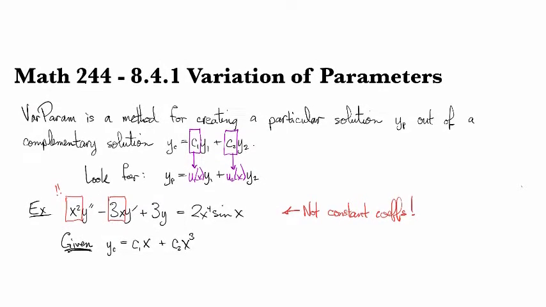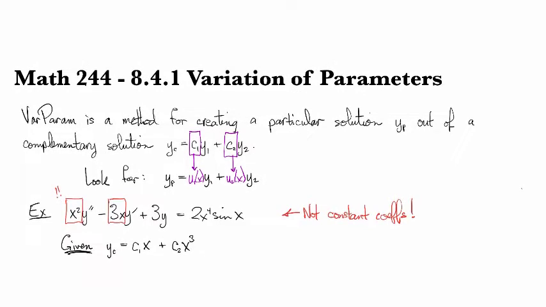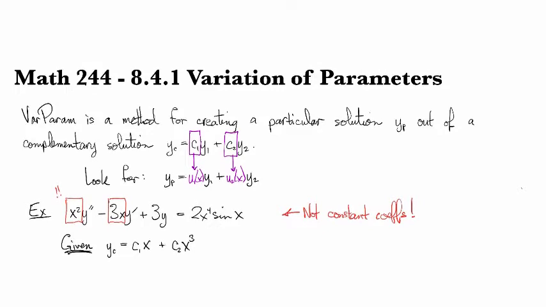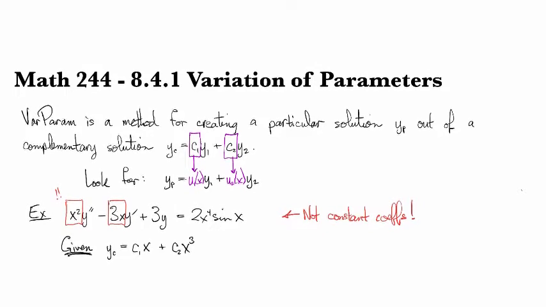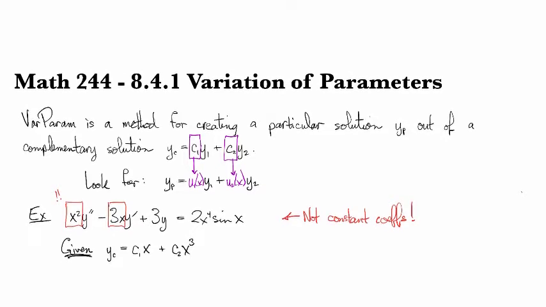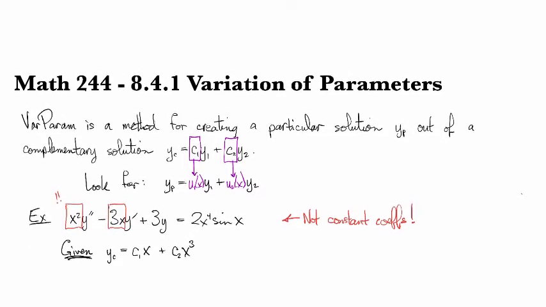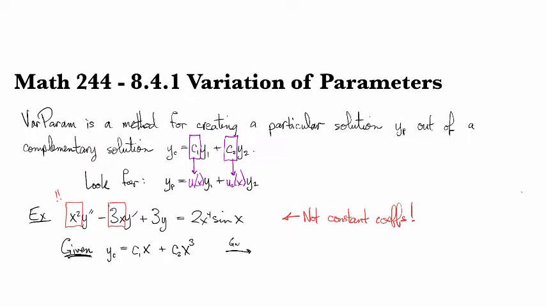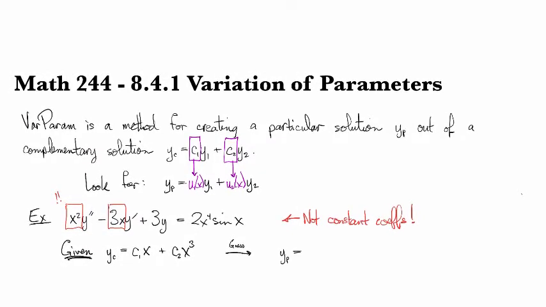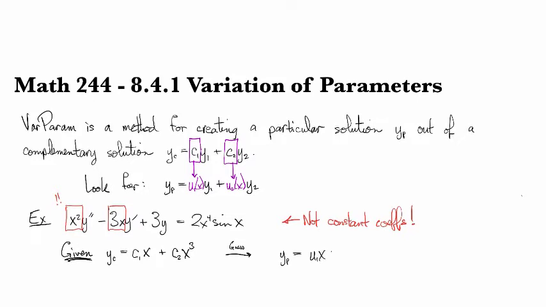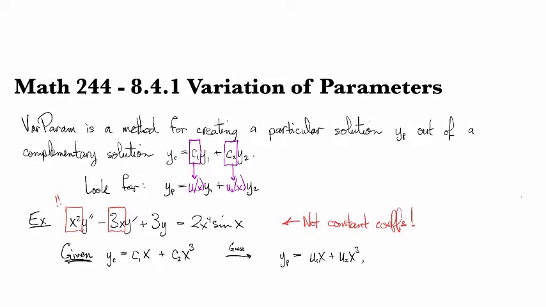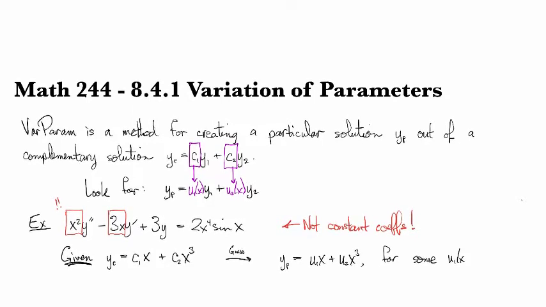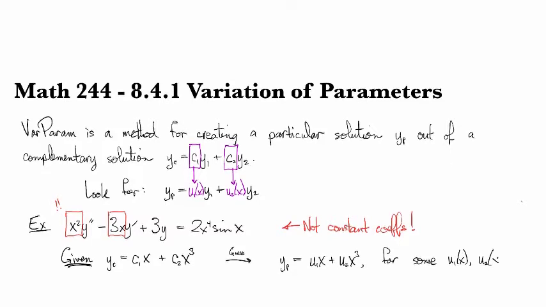So it turns out that x and x cubed are both solutions for the associated homogeneous equation here. How did we come up with those? Well, don't worry about that for now. That's not what we're up to just at the moment. Okay, so we make our guess that the particular solution is going to be u1 x plus u2 x cubed for some functions u1 and u2.